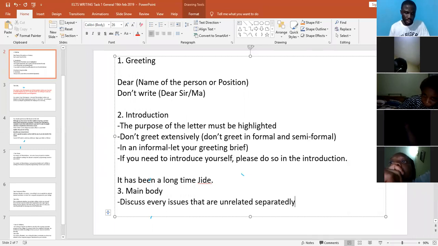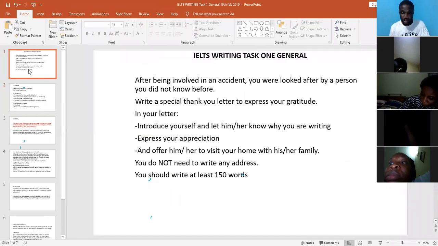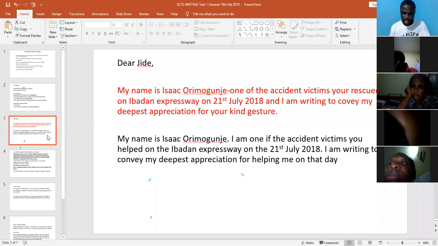So in my own main body, what am I required to do? I am required to introduce myself and state why that's my introduction, express my appreciation, and offer the person to visit my home with his or her family. So I'm doing two tasks. I will express my appreciation, and then I will offer the person to visit. So this is my introduction.